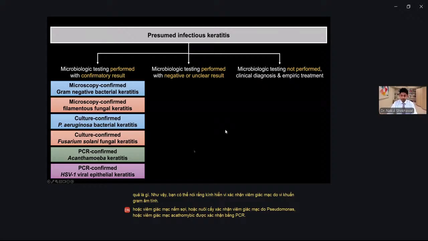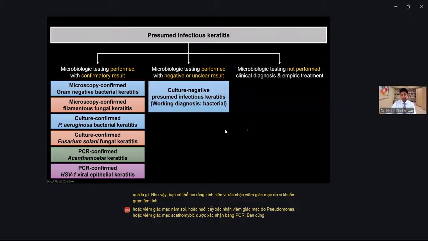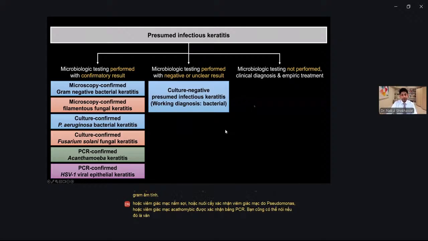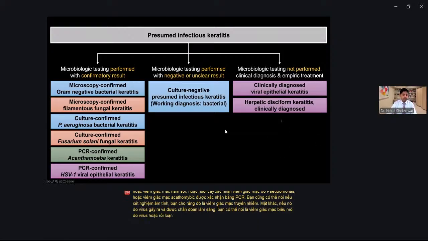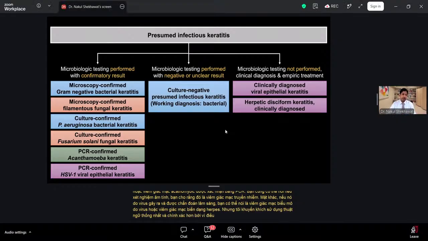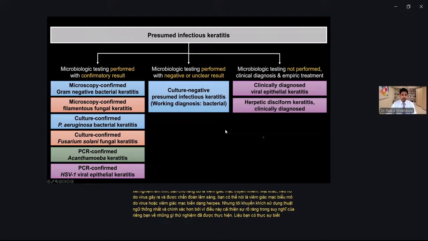You can also say, if it's culture negative, culture negative presumed infectious keratitis. On the other hand, if it's viral and it's clinically diagnosed, you can say clinically diagnosed viral epithelial keratitis, or clinically diagnosed herpetic disciform keratitis. But I encourage more uniform and precise use of terminology because this improves your own clarity of thought regarding what testing has been done, whether you really know what you're treating, and therefore, that sets the stage for more precise and patient-tailored assessment of disease severity and treatment response.